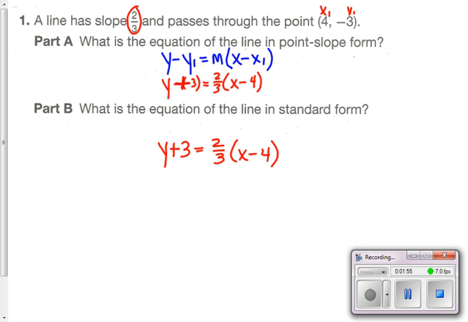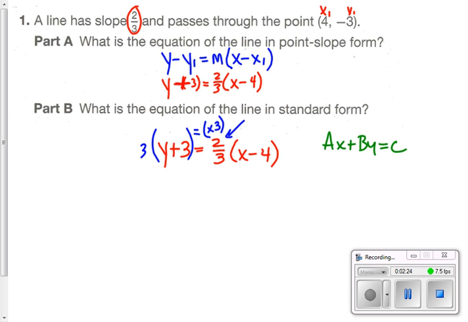Part B, what is the equation of the line in standard form? Remember, standard form is ax plus by equals c. A, b, and c are all integers. There are no fractions. So the first thing that you'd want to do is get rid of the fraction. In order to get rid of the fraction, multiply it by the denominator. So I'm going to multiply this side by the denominator. What you do to one side, you do to the other. So here's my equal sign, and here's the other side that I need to multiply by 3.